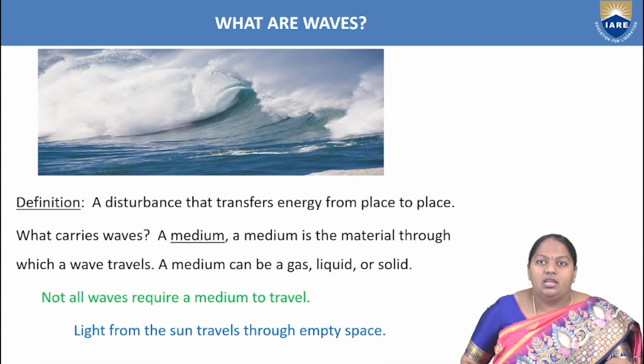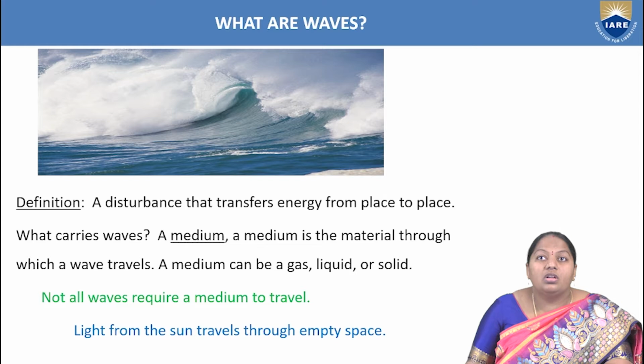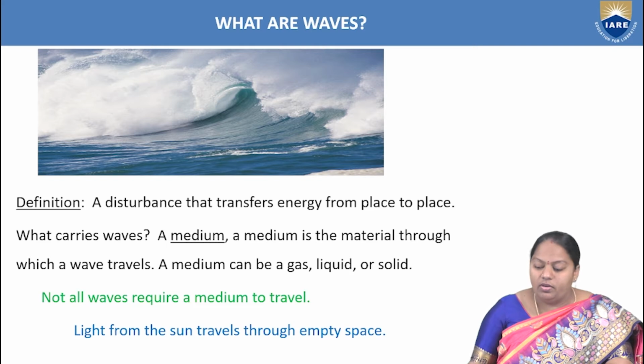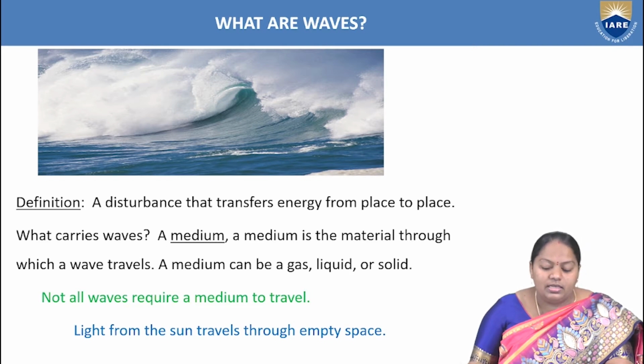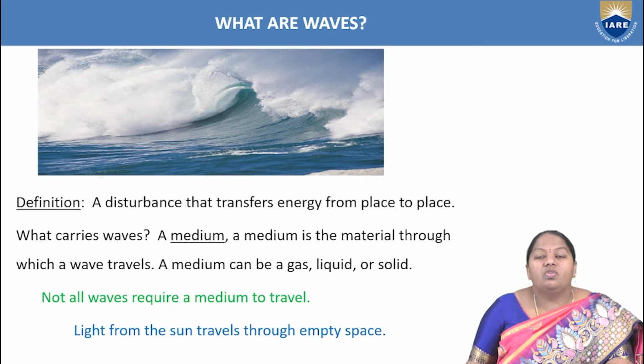So firstly, what do we mean by a wave? What are waves? What carries the wave? Then different examples of waves. According to the definition, a disturbance that transfers energy from one place to another place is simply called a wave, or a signal. So that is the definition of a wave.